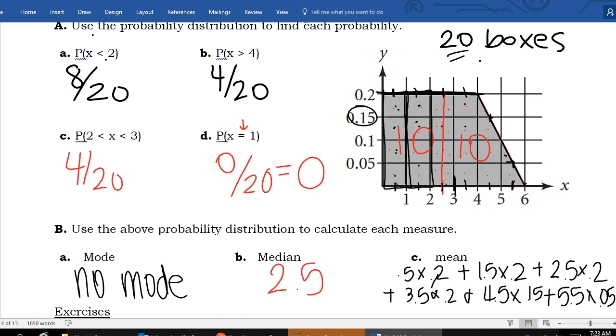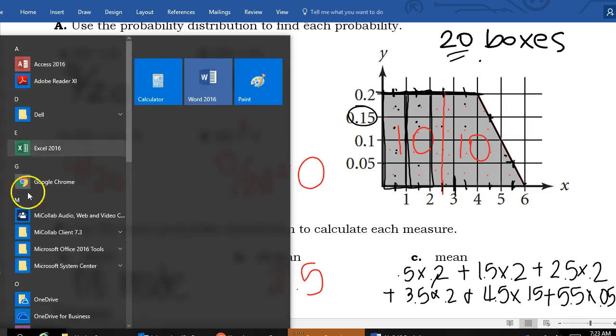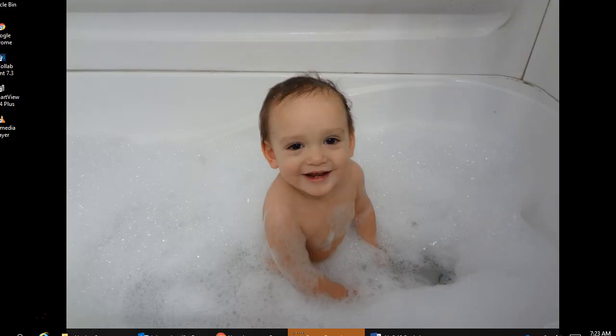So that's 0.5 times 0.2 plus 1.5 times 0.2 plus 2.5 times 0.2 plus 3.5 times 0.2 plus 4.5 times 0.15 plus 5.5 times 0.05. The middle of each column times the height of that column, and then all of those answers added together. So I think I need to grab my calculator here.